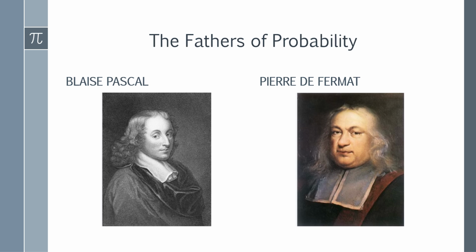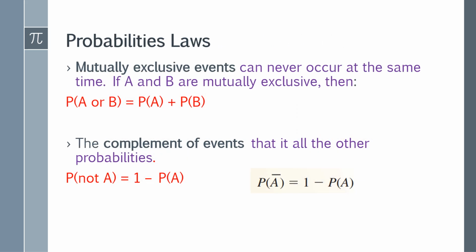Now, let's talk about the fathers of probability: Blaise Pascal and Pierre de Fermat. These are people we have to know. These are the fathers who worked it out. Had it not been for them, we would not have the statistics that we know today, or even the interpretation of it today. Probability laws. If anything, I want you to worry about this the most.